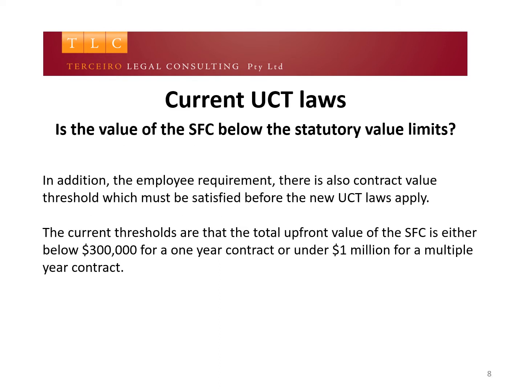Then you have to look at the statutory value limits, and there's 2 limits that apply. For 1-year contracts, the contract cannot be more than $300,000 in value, or for a multiple year contract, it can't be more than $1 million in value. So any contract values which are above these amounts will mean that the contract is outside the scope of the legislation.